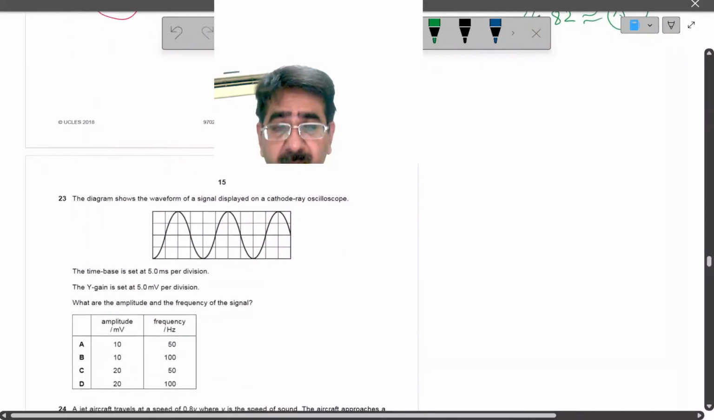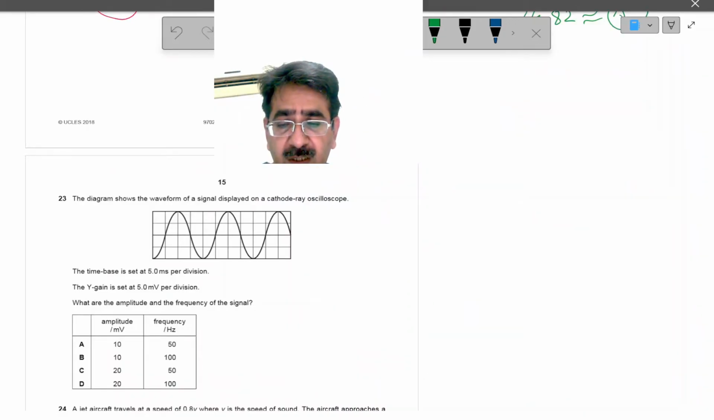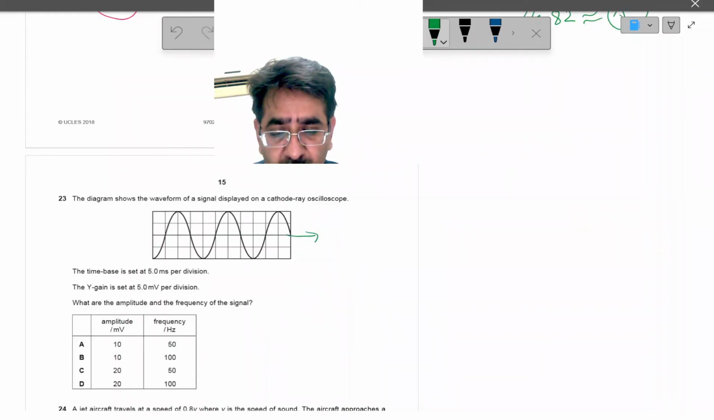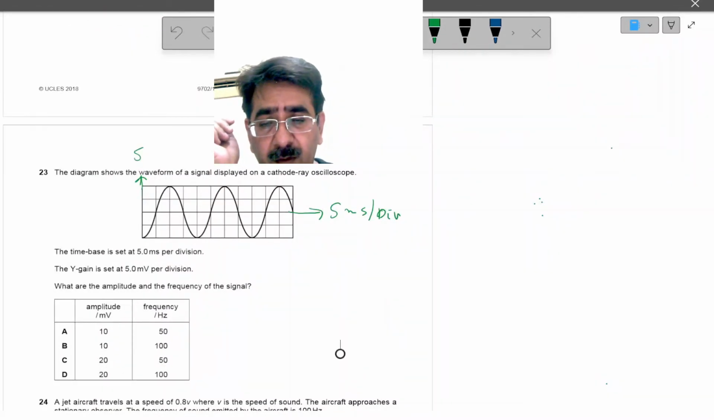Now we move toward the next diagram. Question number 23: the diagram shows the waveform of the signal displayed on a cathode ray oscilloscope. Time is along this axis, 5 milliseconds per division along the x-axis, and y is 5 millivolts per division.